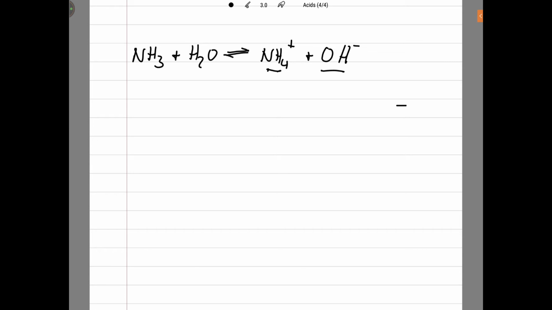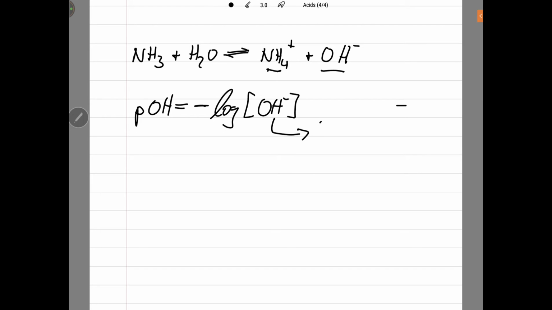And in this case, the NH3 has accepted the proton from the water, so we know it's a base. We can very easily do the same thing that we just did with the pH. Instead of pH, we can define a pOH. And the pOH is minus log of the hydroxide concentration. And again, this has to be in mole per liter or molar. Okay, happy with that? Very simple.